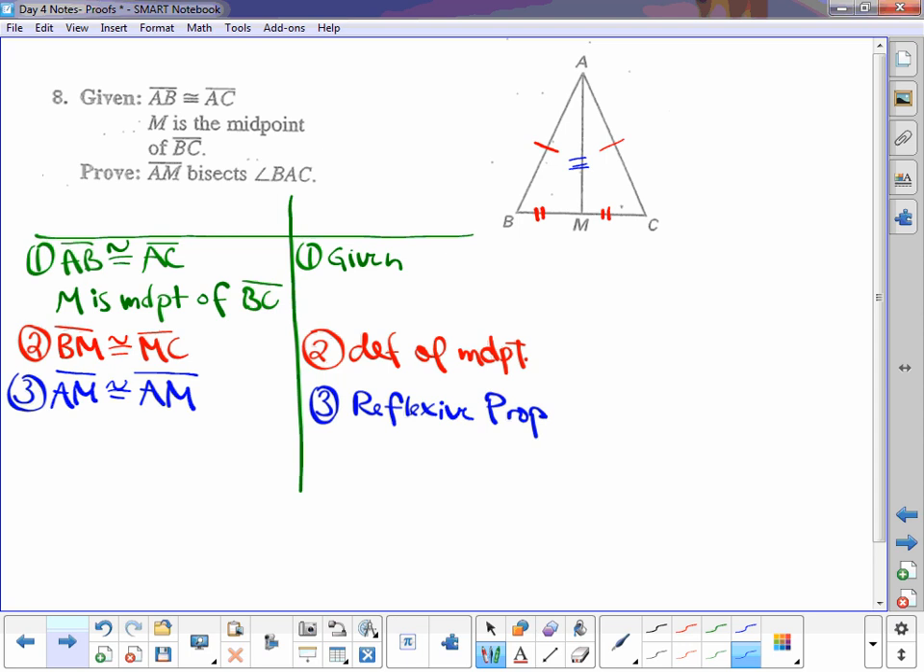Alright, and now what do you guys think we can do from here? Go ahead. State the triangles are congruent. Very good. So now I can go ahead and say that these two triangles are congruent. Alright, go ahead and write out that congruency statement. The two triangles are congruent and your reason for it.